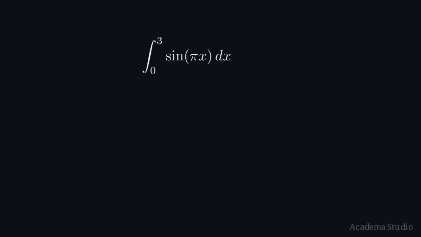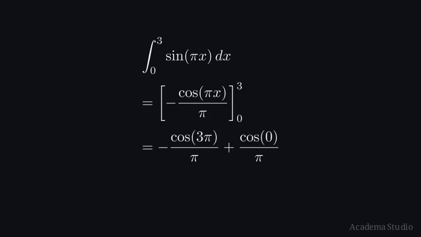Now the integral from 0 to 3 of sine of pi x dx. So this equals negative cosine of pi x over pi, from 0 to 3. So this equals negative cosine of 3 pi over pi plus cosine of 0 over pi. So this equals 1 over pi plus 1 over pi.